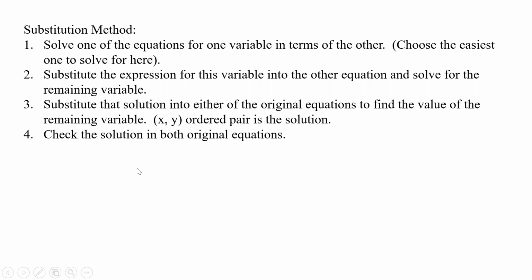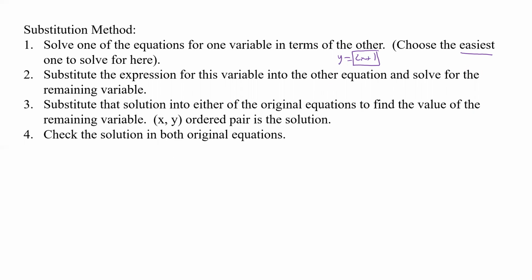All right, what is the substitution method? Well, we're going to solve one of the two equations they give us for one variable in terms of the other. So we'll solve one of them for y. We do it for whatever's the easiest one to solve for. If it's easier to solve equation 2 for y or equation 2 for x, we do that. Then we substitute that expression for the variable into the other equation. So if we had solved y equals 2x plus 1, then we're going to substitute 2x plus 1 into the other equation and then solve for the remaining variable, which in this case would be x.